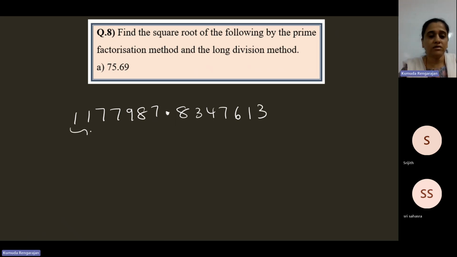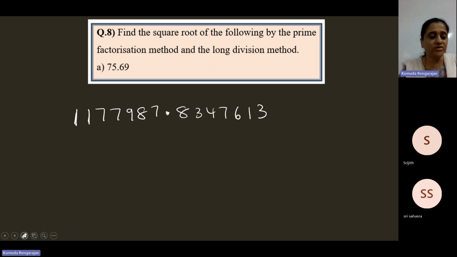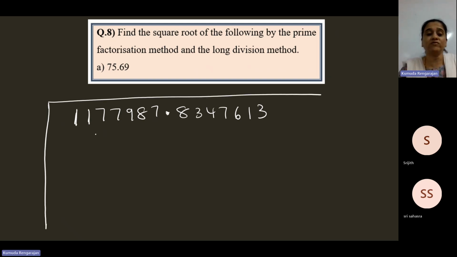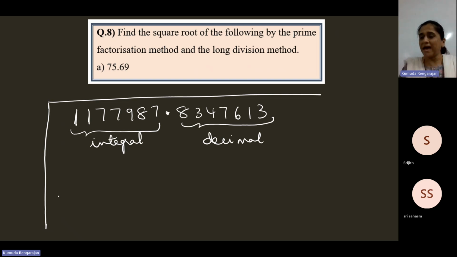So what is this called? This is one decimal number. And if we have to find the square root of this number, how do you pair the digits? This part is called the integral part. This is called the decimal part. Integral part, we pair backwards. Decimal part, we pair forwards.